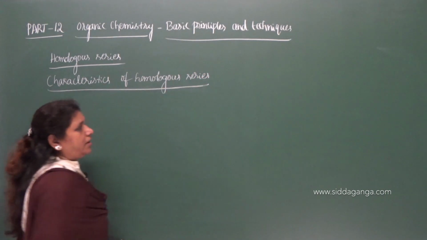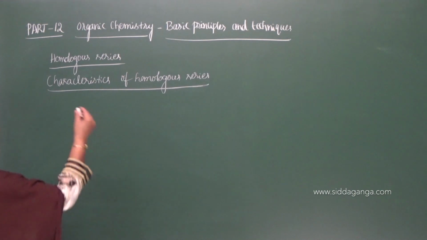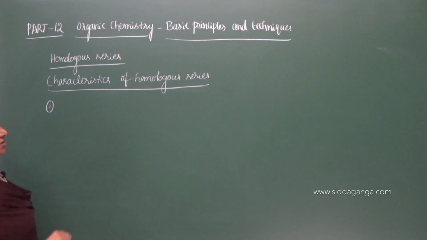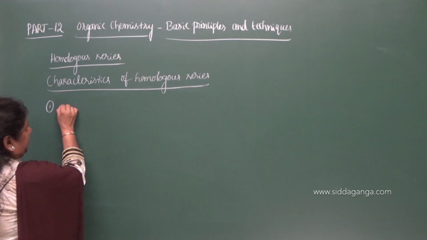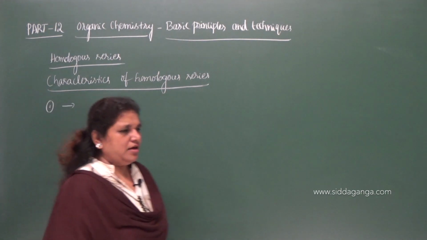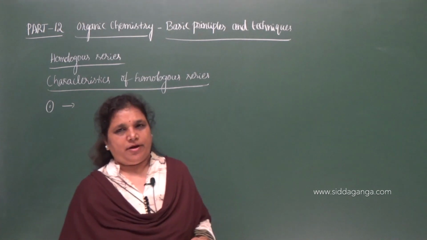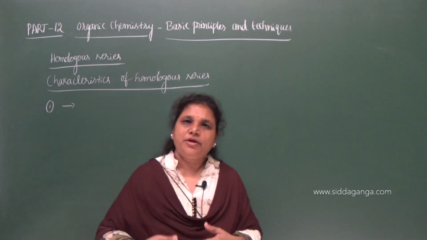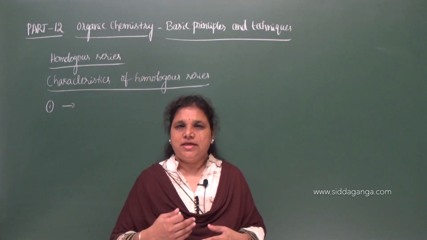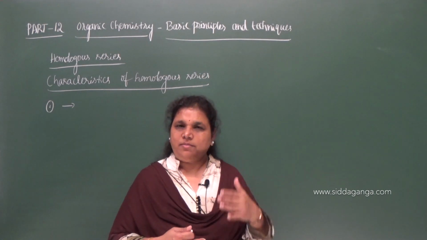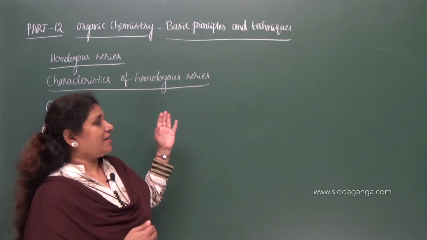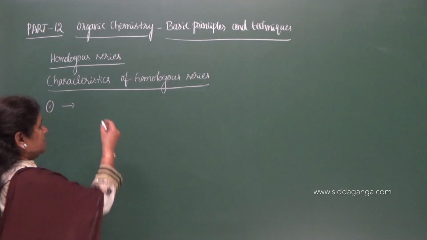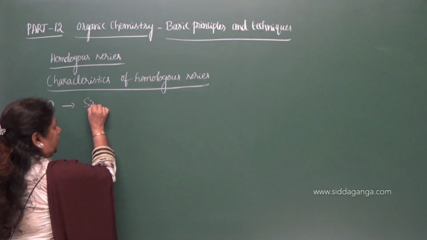So, under the characteristics of homologous series, the first characteristic property is that they can be represented by a single general formula. Whatever the number of members present in a series, all the members present in a series can be represented by a single general formula.